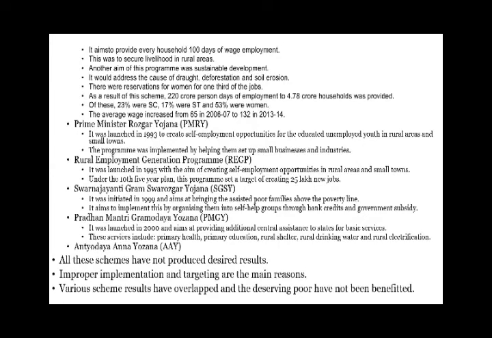Now some anti-poverty measures are in the clip, so you can refer to the top points if needed. Prime Minister Rozgar Yojana, PMRY. It was launched in 1993 to create self-employment opportunities for educated unemployed youth in rural areas and small towns. The program is implemented by helping them set up small businesses and industries.